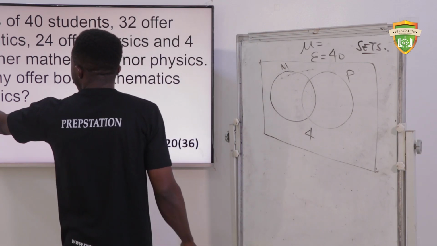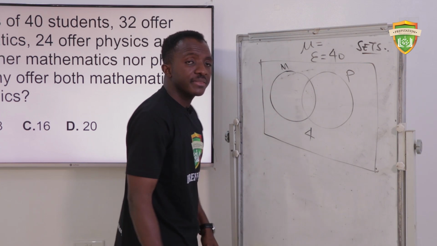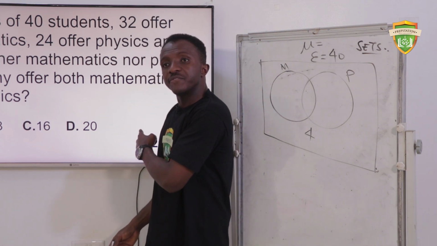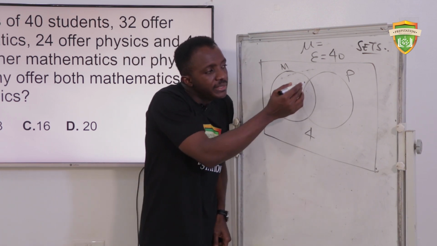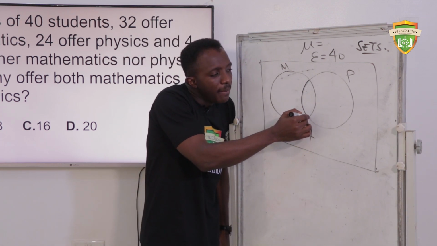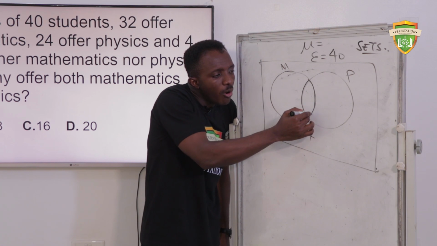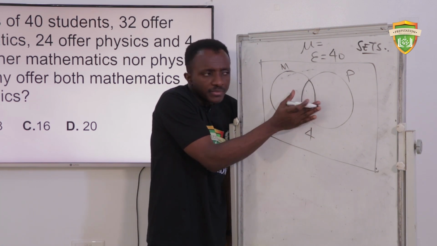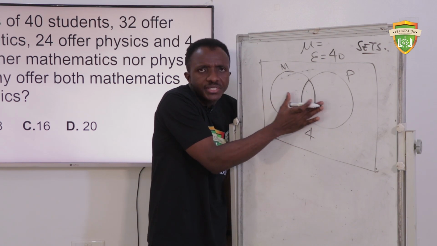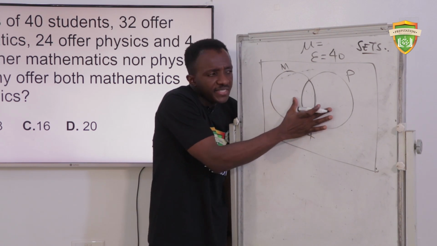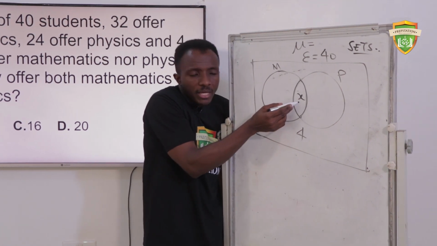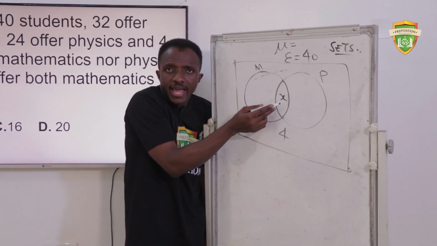There's a question. The question says, how many offer both mathematics and physics? How many offer both mathematics and physics? Now here we go. This part of the diagram is for those who offer both. If you look closely, this is the intersection. This is what joins the 2 subsets, math and physics. And that is what we're told to find. So I'm going to represent that with X, the letter X.